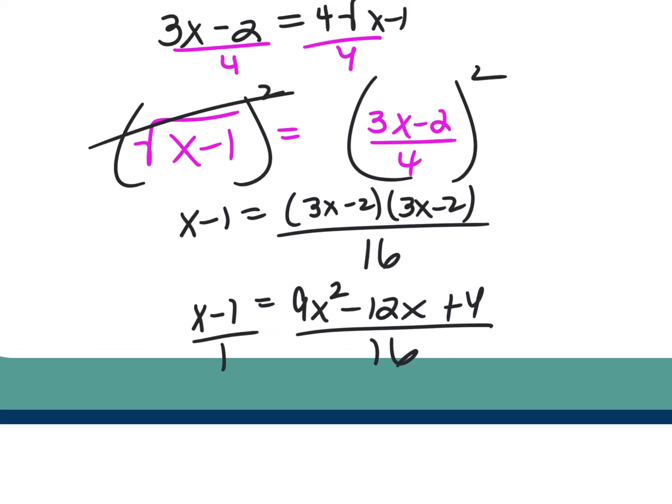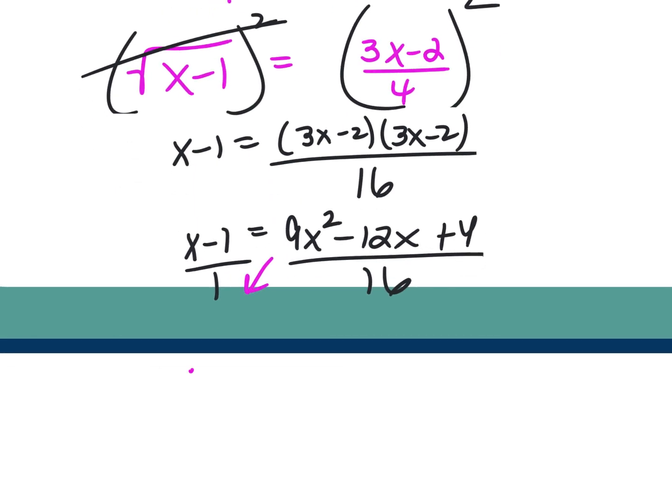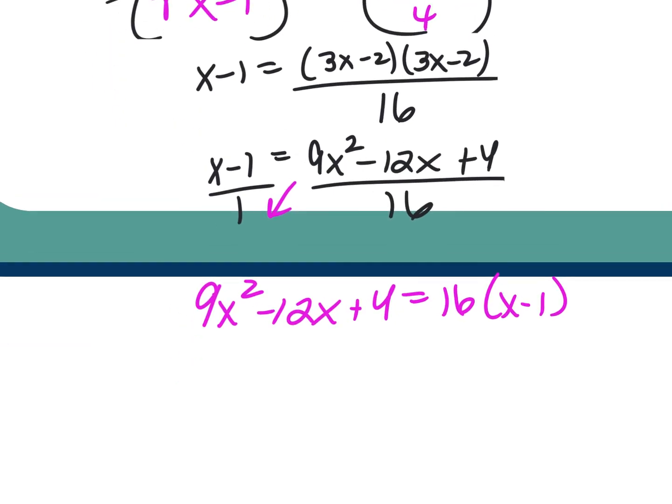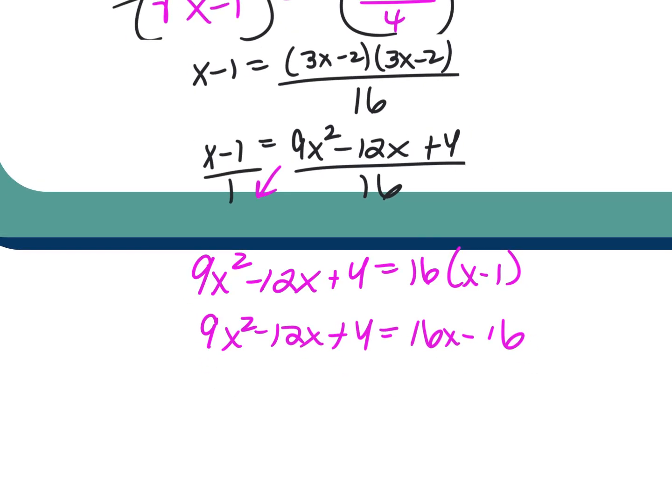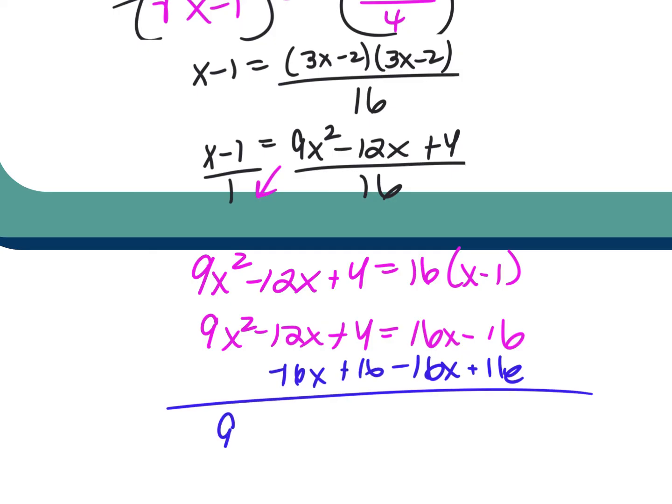So now we can do one of two things. You can multiply both sides by 16, cross multiply, whatever you want to do. I'm going to go ahead and cross multiply. So 9x squared minus 12x plus 4 equals 16 times x minus 1. 9x squared minus 12x plus 4 equals 16x minus 16. Now I'm going to subtract my 16x, and I'm going to add 16. And I get 9x squared minus 28x plus 20 equals 0.